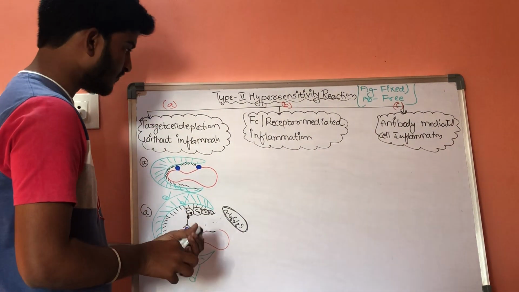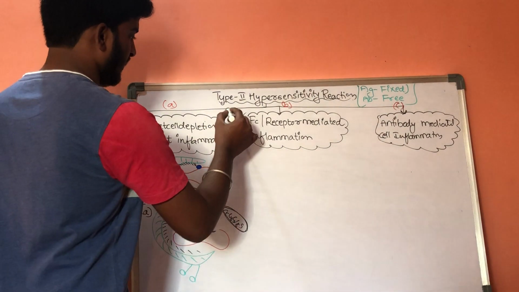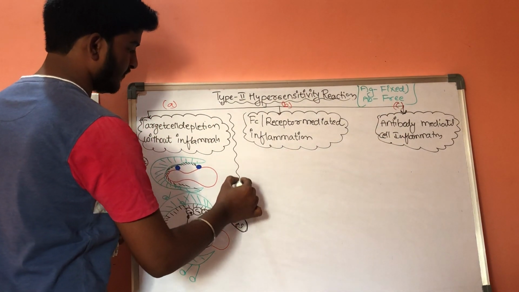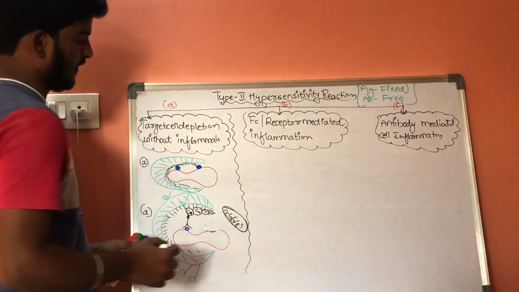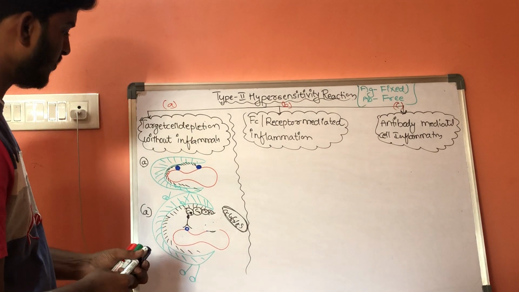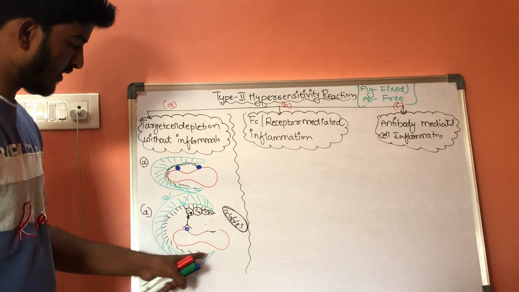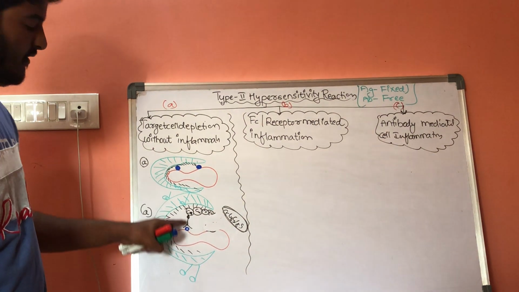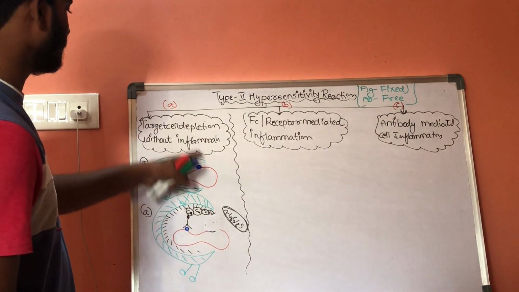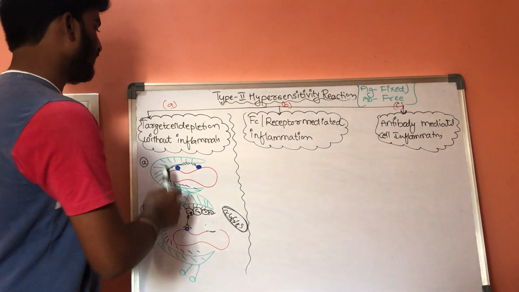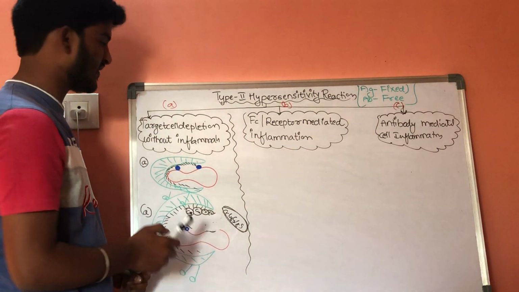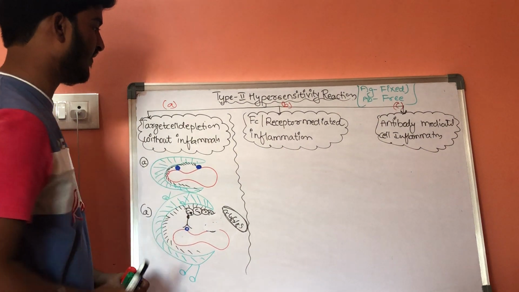Now, this is type 1, which can be studied under this. It is done by the neutrophils, and it can also be done with the help of natural killer cells. So this is the first process which is discussed under type 2 hypersensitivity reaction, that is target cell depletion without inflammations.